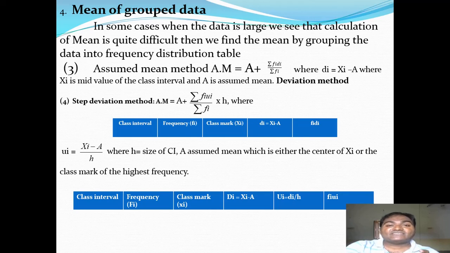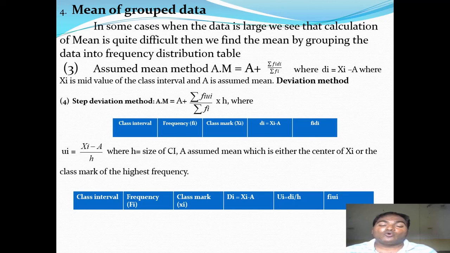Wherever you get the highest frequency among the given class intervals, that class interval's mid value is taken as the assumed mean. When we get into the problems, I can explain better how to take the value of xi as well as di. Just remember the formula: a plus summation fi di by summation fi.